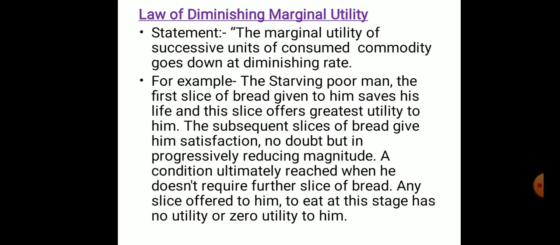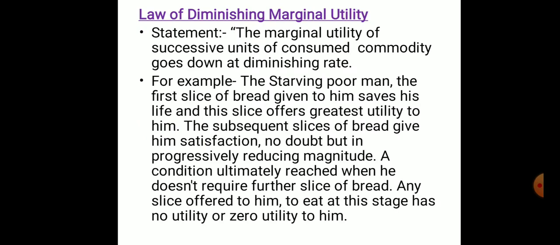These concepts are required to understand the next concept, that is the law of diminishing marginal utility. The statement of the law is: the marginal utility of successive units of a consumed commodity goes down at a diminishing rate. To understand this concept, we will discuss one simple example. Suppose there is a starving poor man. The first slice of bread given to him saves his life, and this slice offers greatest utility to him. The subsequent slices of bread give him satisfaction, no doubt, but in progressively reducing magnitude. A condition is ultimately reached when he doesn't require a further slice of bread, and any slice offered to him to eat at this stage has zero utility to him.